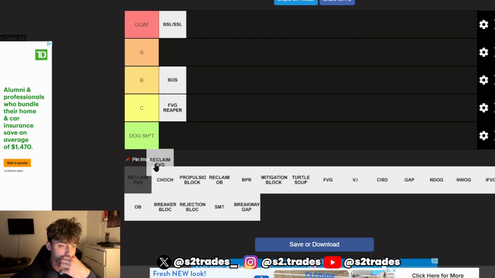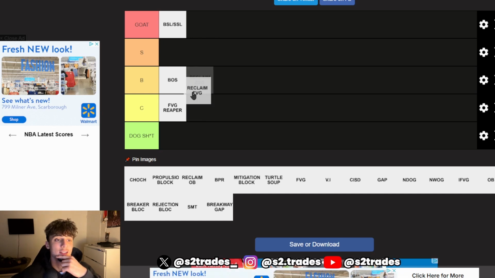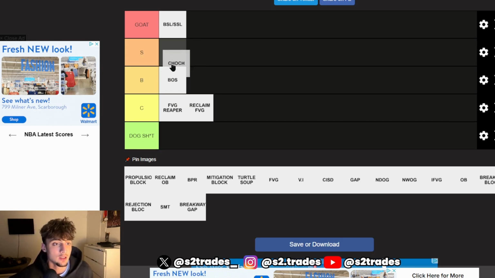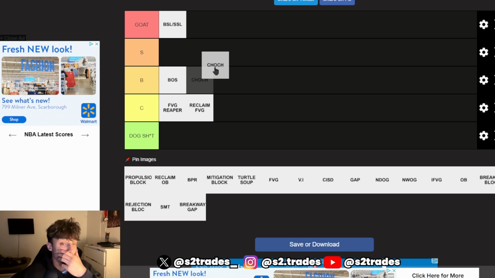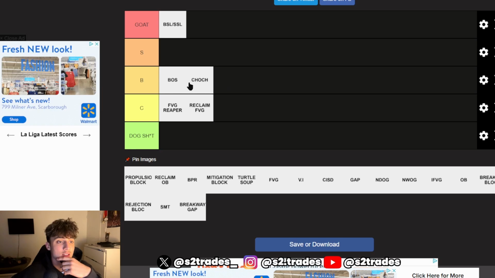Reclaim fair value gap. I don't even know. Again, this is one of the extra stuff that you don't really need to know. You don't really need the reclaim fair value gap. So to be honest with you, I'll put this in C tier. Change of character is a good way to figure out your bias. But again, I don't really use CHoCH or OCH. I don't really mark that out. It's something you could tell by looking at it. You don't really need it. S tier is too high. Maybe B tier.